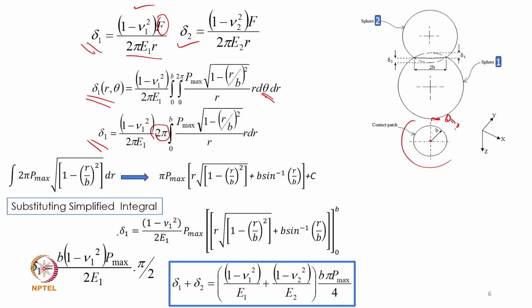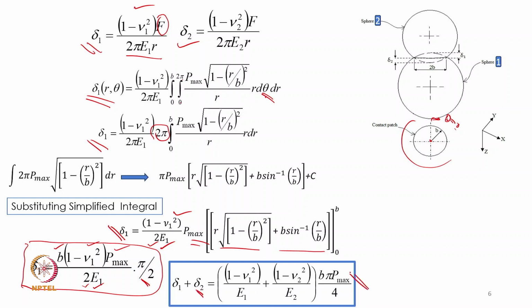Further simplifying, it gives delta 1 is equal to 1 minus nu square divided by 2 E1 P max, and of course this expression with limits b and 0. If we solve this, delta 1 is equal to this expression. Now delta 1 is equal to b, again we are bringing in the semi width, 1 minus nu square P max divided by 2 E1 into pi by 2. And the same expression can be done for delta 2.